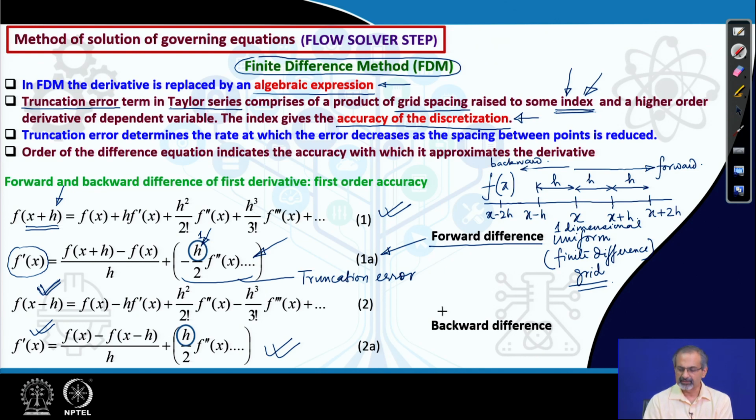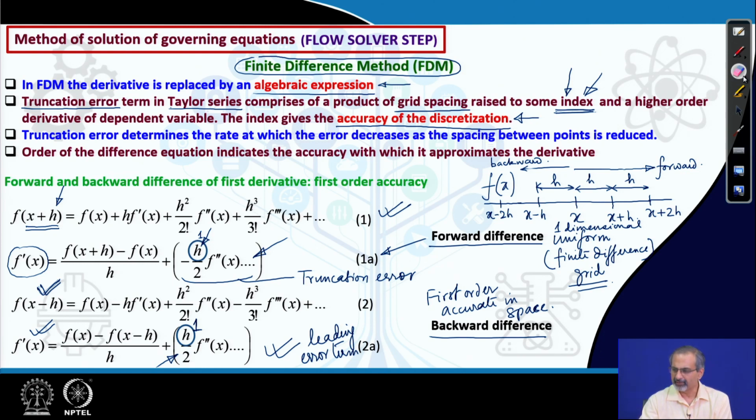So, both these derivatives are first order accurate in space, because the first term in the truncation error, which is called the leading error term, has the grid spacing raised to the power of 1. If it was raised to the power of any other positive integer n, then it would have given us an nth order accurate finite difference discretization of the first order derivative.